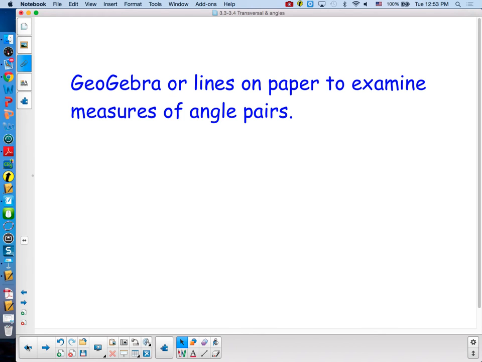So let's move some things around. So go back to your move, and I think point B is a good one that you can slide or twist with. So get point B to move, making your parallels move. And as you move your parallels, are your angles staying the same?